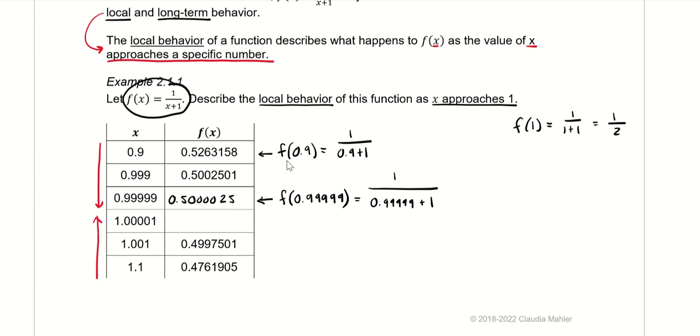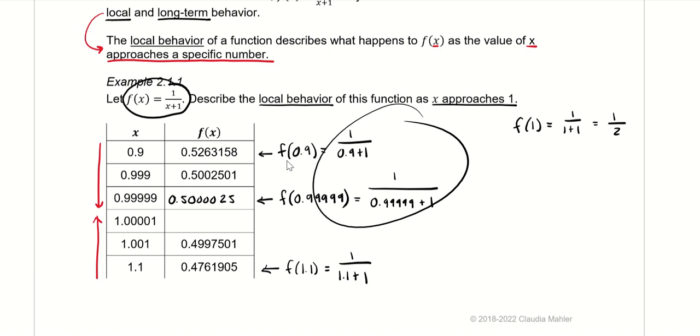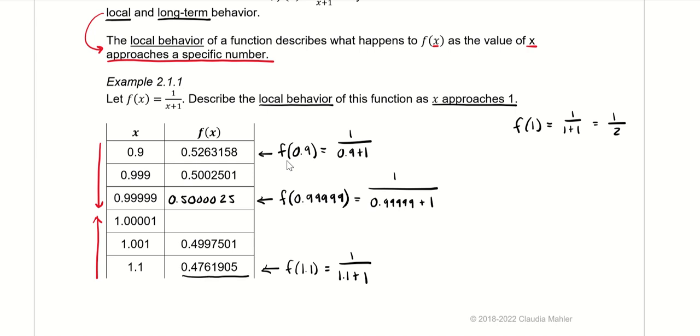So what happens if we start with a value a little bit above 1 and start plugging in values again closer and closer to 1? Here the value that we start with is 1.1 for our x. So this is f of 1.1, or 1 over 1.1 plus 1. Same exact thing I was doing up here. And that gives me 0.4761905.